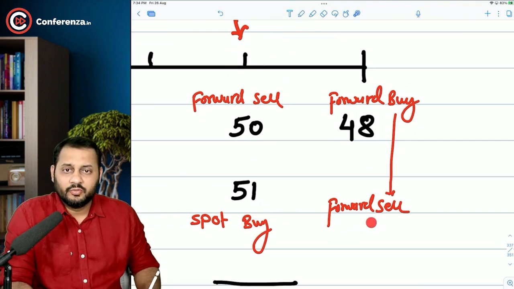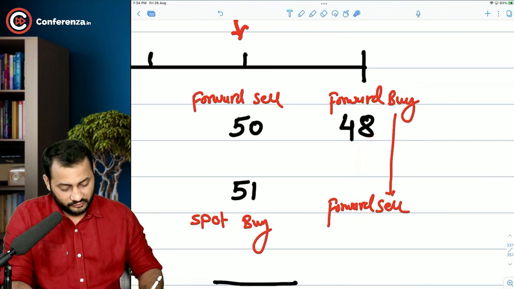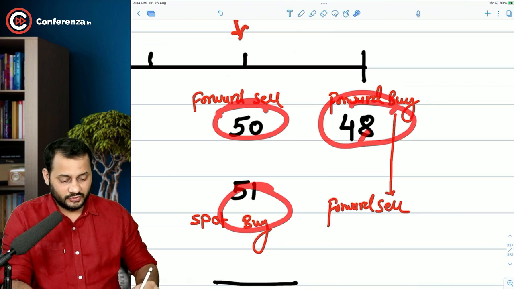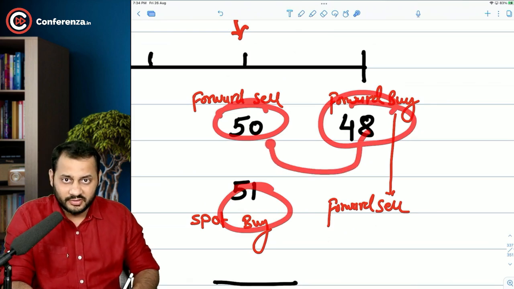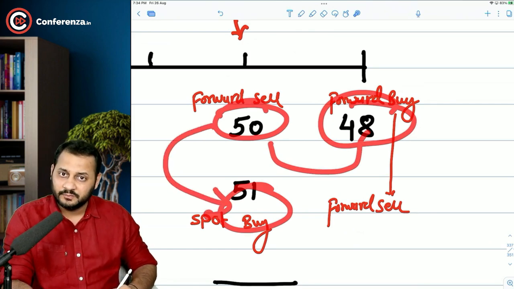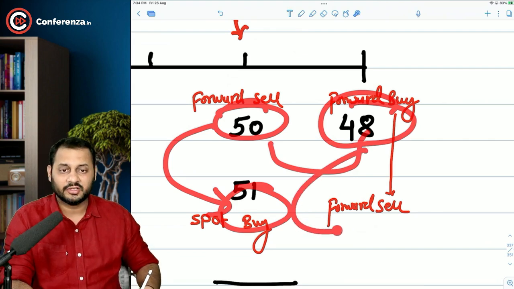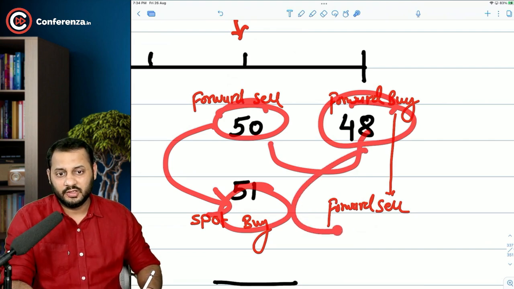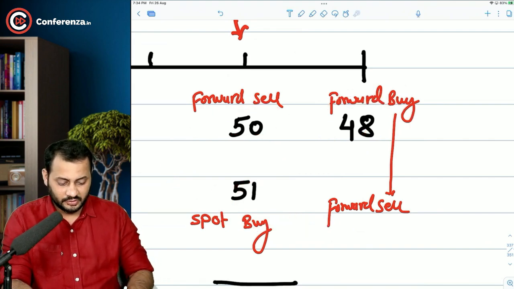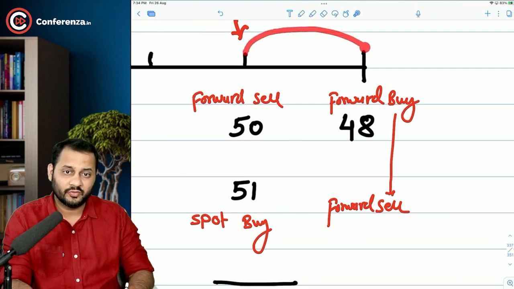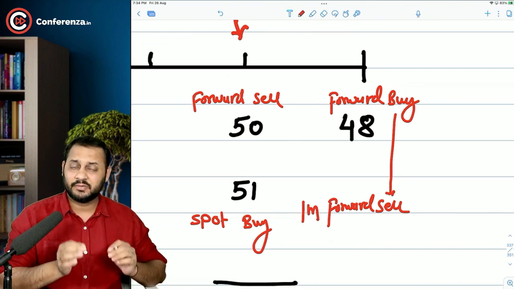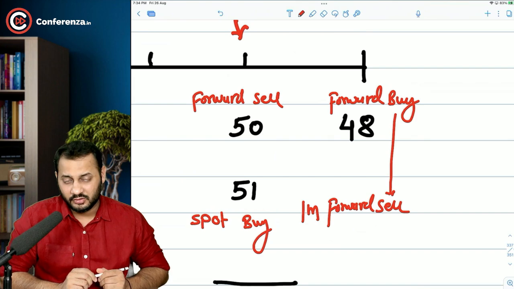So we have to find a new partner for this girl, because this is a girl, this is a guy. This girl was about to get married with this guy, but unfortunately something happened and this guy got married with this girl. Now we have to find a new guy for this girl. Okay. Forward sell. From this point itself, we are going to take a forward sell contract. 1 month forward sell will be enough, right? This particular transaction is called swapping.